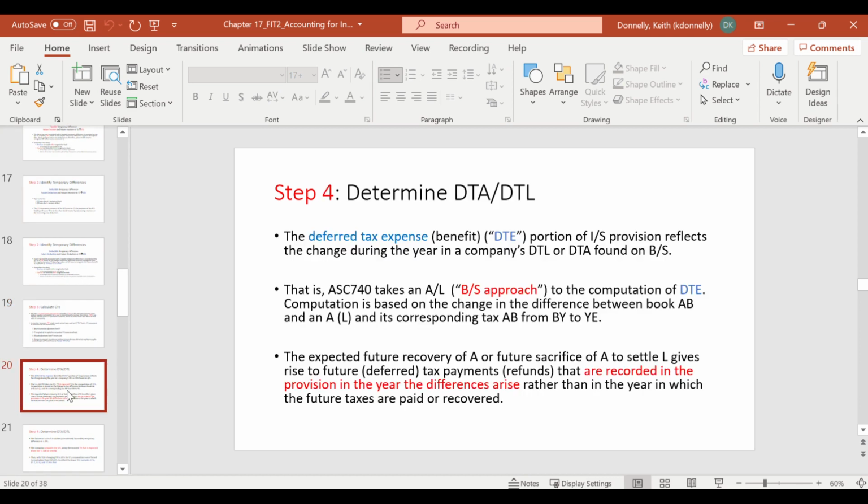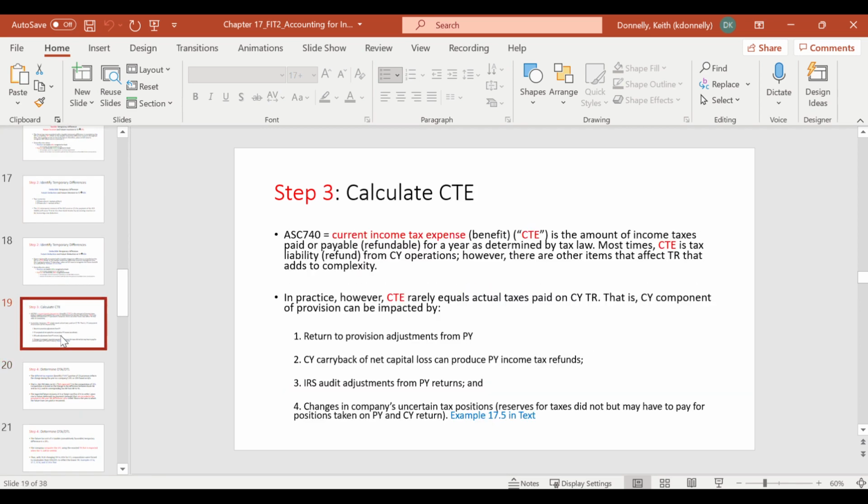So let's pause there for the time being. We'll pick it up with calculating current tax expense. Again, this is just laying the framework. The third lecture will give this some more specifics as to how we're going to proceed on it. So we'll see you in the second lecture.